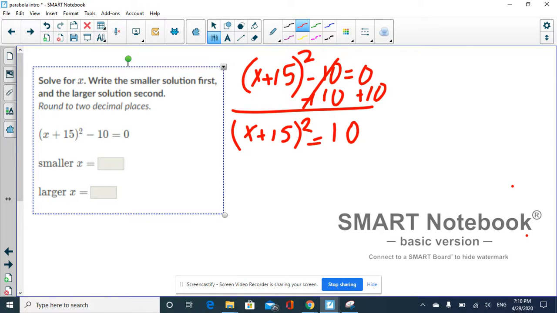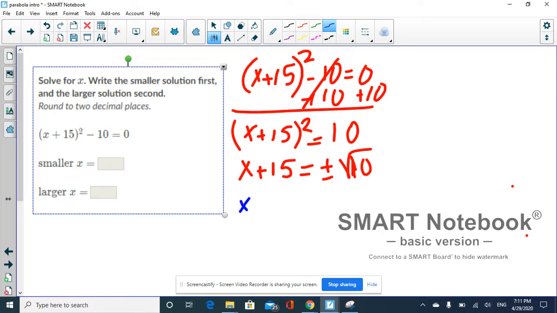Take the square root. If we take the square root of the left side, we will have x plus 15 only, without the square. And of course, we need a positive and negative square root of 10. What is the number that, multiplied by itself, gives you 10? There is no whole number that gives 10 when multiplied by itself, so just keep it as positive root 10 and negative root 10. If you don't know the number, just keep it as root 10. Now we have two equations.